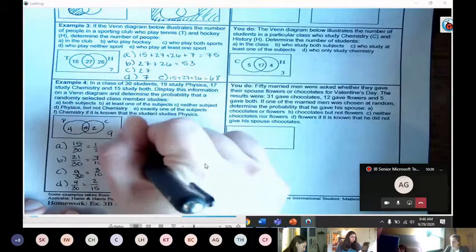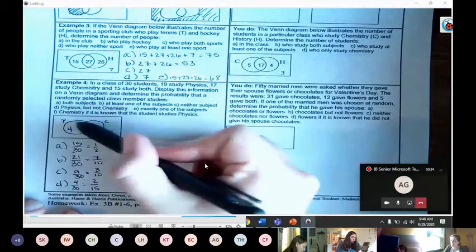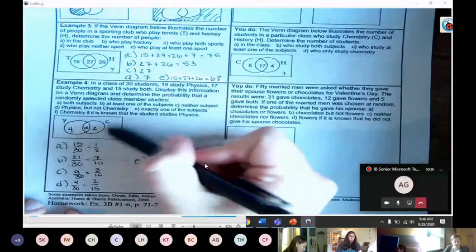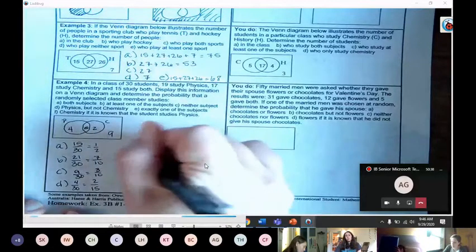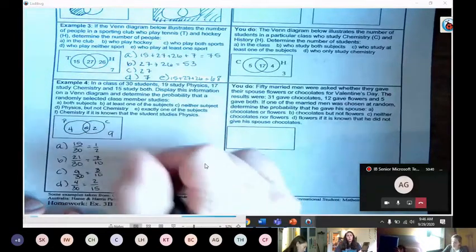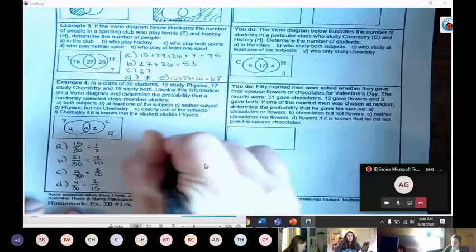Part E asks for exactly one of the subjects. So they could study only physics or only chemistry. There are 6 total of those students, 4 plus 2, which gives me 6 over 30, which is 1/5.